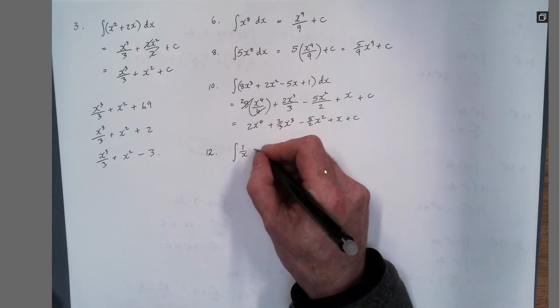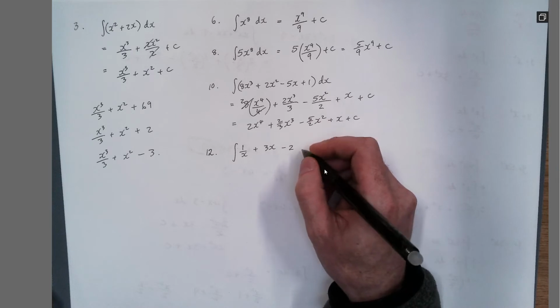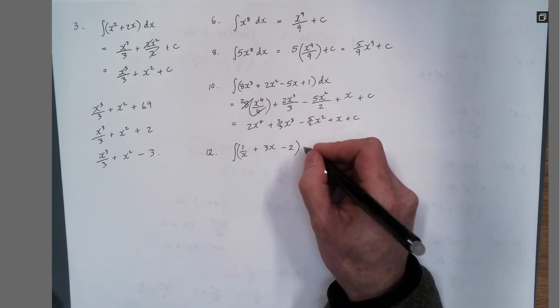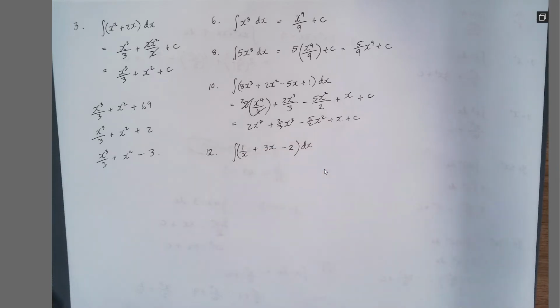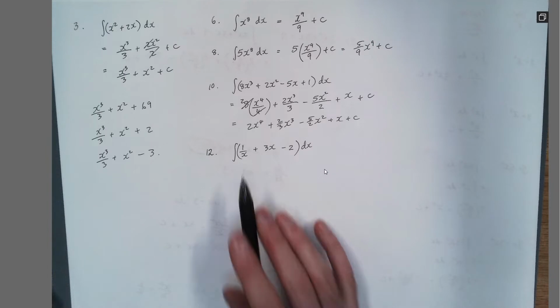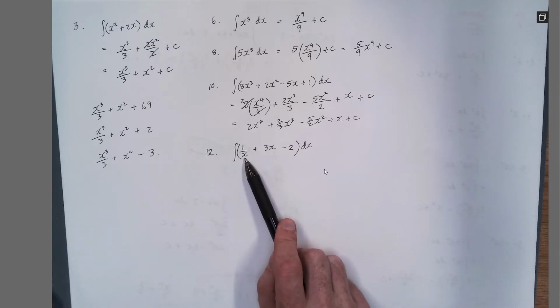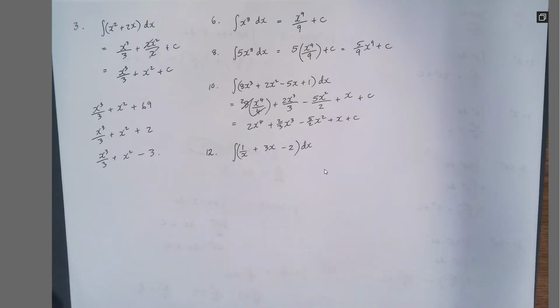Natural log of x. Usually we would just add one to the power, but that doesn't work here. Integrating 1 over x, which is x to the power of minus 1, would give x to the power of 0, which is 1, so it doesn't make any sense. So 1 over x will always integrate to natural log of x.